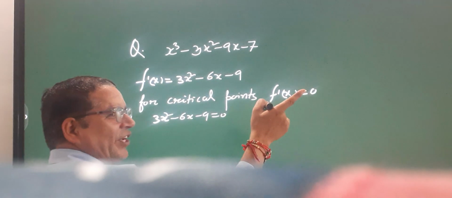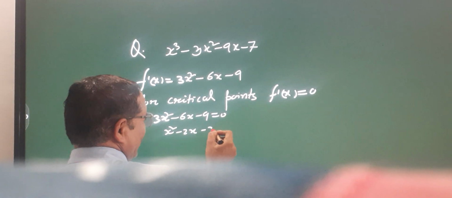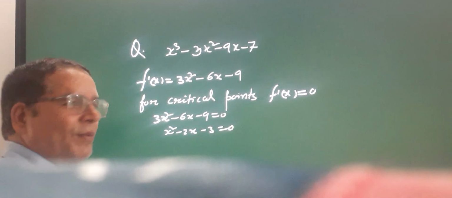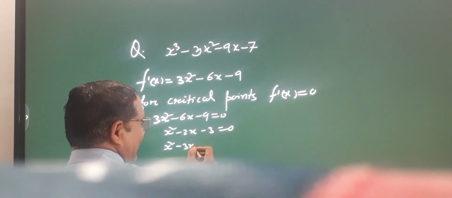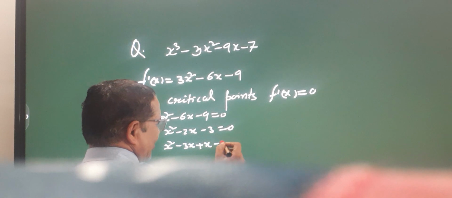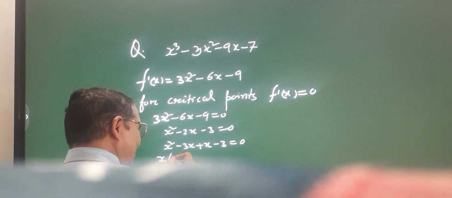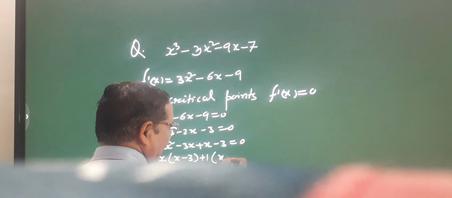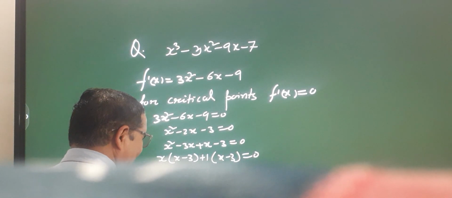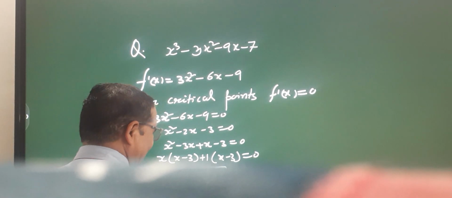We divide by 3, so what you will get is x square minus 2x minus 3 equal to 0. So factorize this, very simple, class 9: x square minus 3x plus x minus 3 equal to 0. I am not going for any explanation because this is a matter of class 9. So (x plus 1)(x minus 3) equal to 0. So the critical points are x equal to 3 and minus 1.